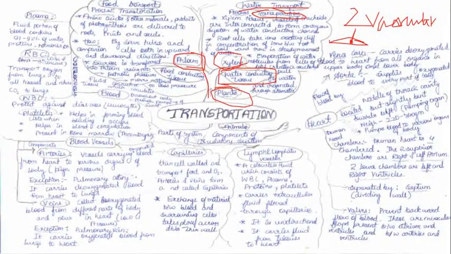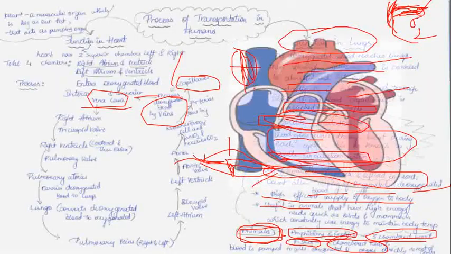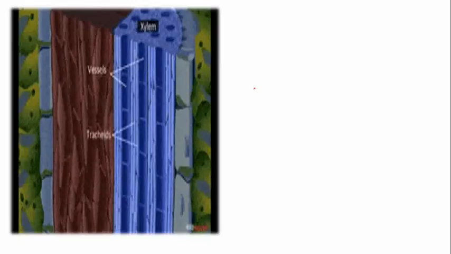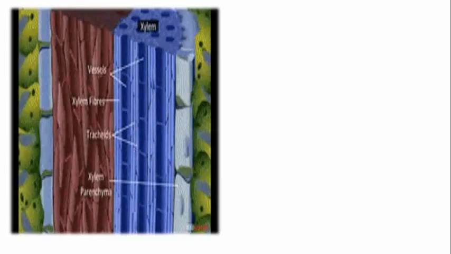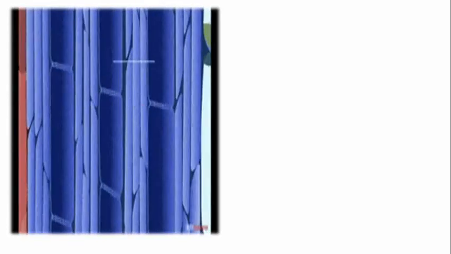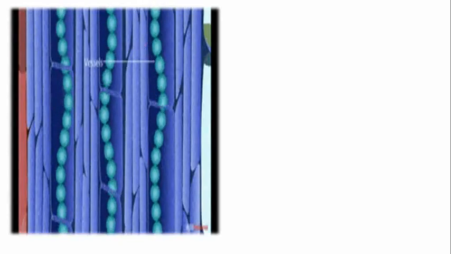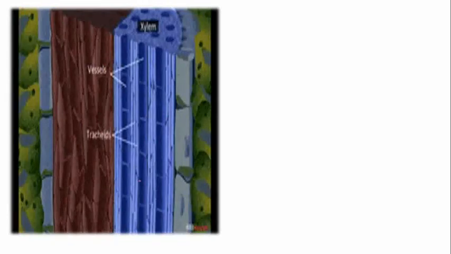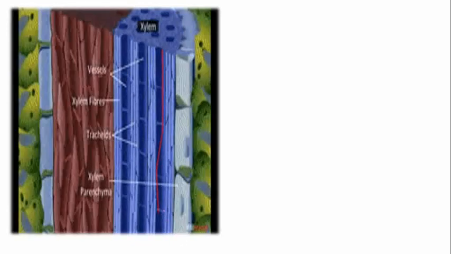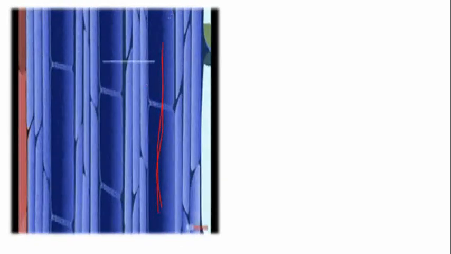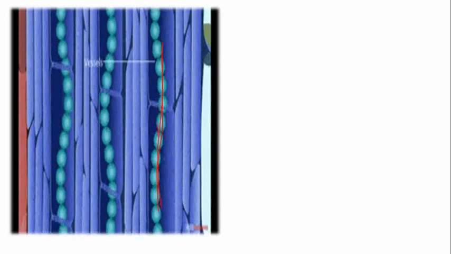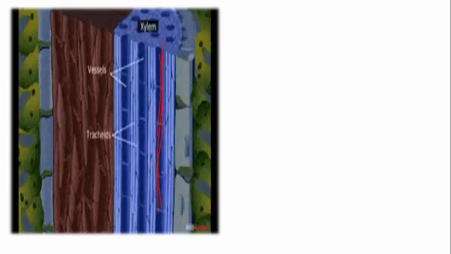I will show you the animation. As you can observe here, it is a xylem tissue. These are the xylem vessels, these are the tracheids, and you can observe here how water passes. It passes through the suctional pull and it is let out by transpiration. These are the xylem vessels which are interconnected and pass water out through transpiration.